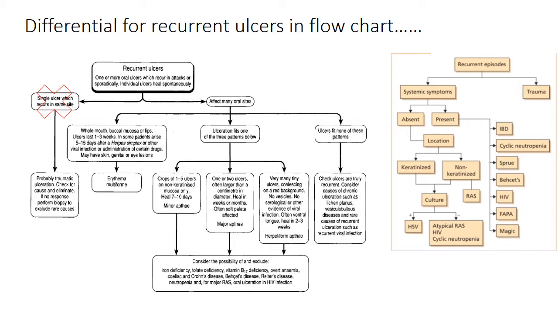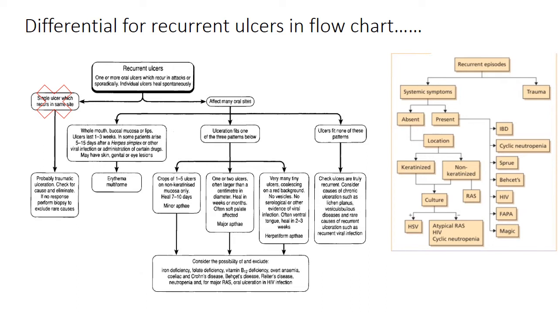One differential is erythema multiforme, where multiple surfaces are involved and there will be ulcerations in these multiple sites. But it might additionally have a skin, genital, or eye lesion also. The only thing is, in this case, there was no such finding. Then the next possible diagnosis could be recurrent aphthous stomatitis. In that we have three forms: the minor aphthae, the major aphthae, and the herpetiform aphthae.